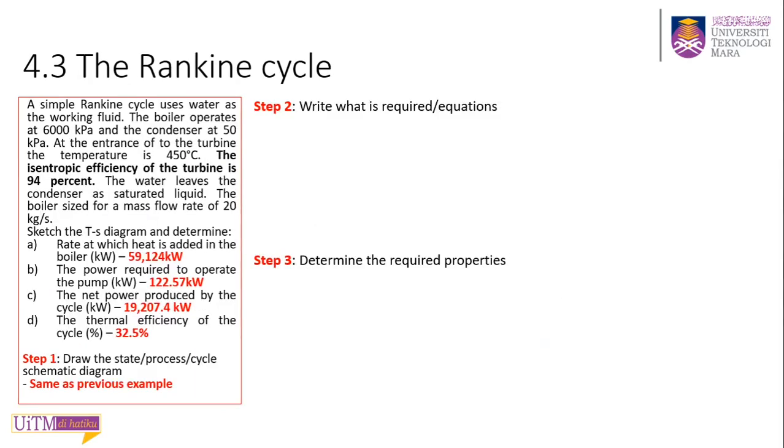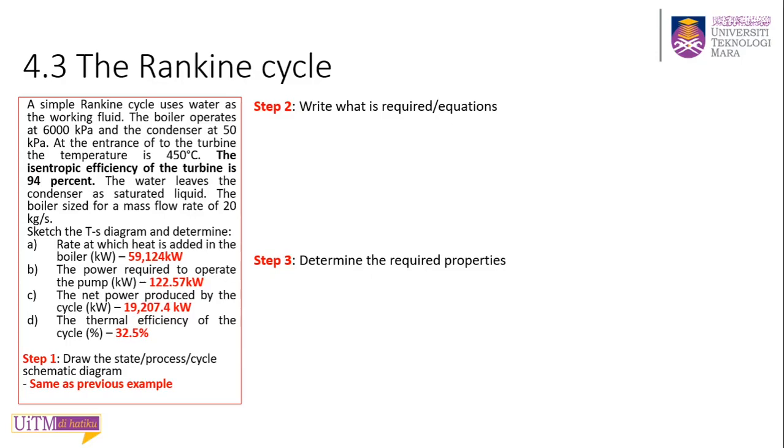Now, let's look at an example for Rankine cycle under actual conditions. You can pause the video to read and understand the question properly. Now, please take note that for this question, only the turbine has its isentropic efficiency. Therefore, at the pump, we will consider it to be under ideal conditions.